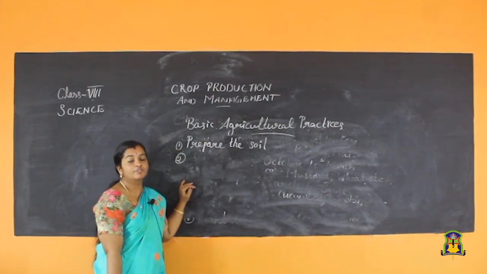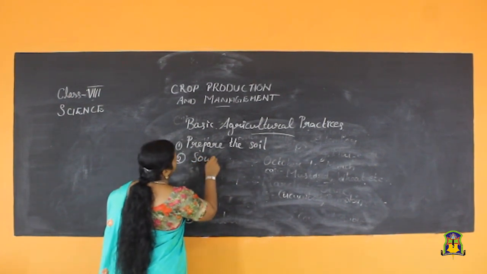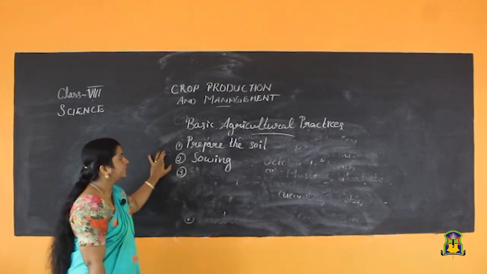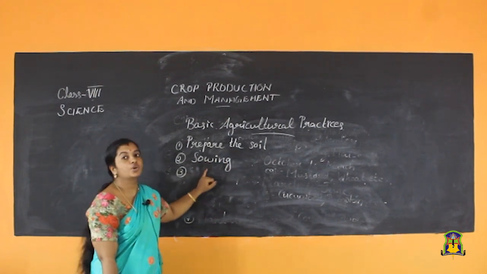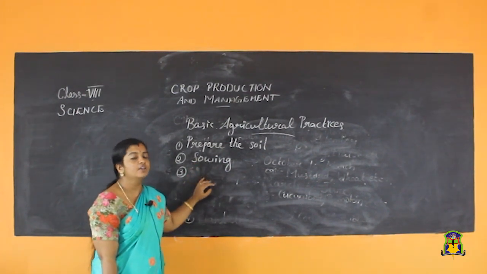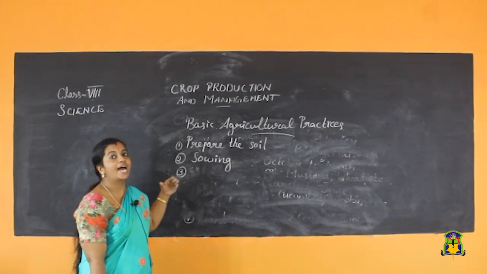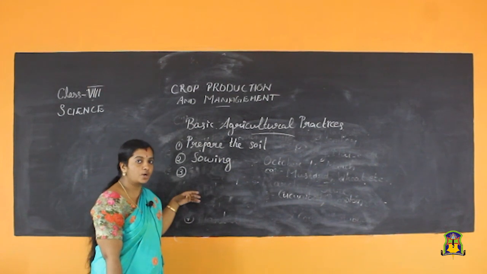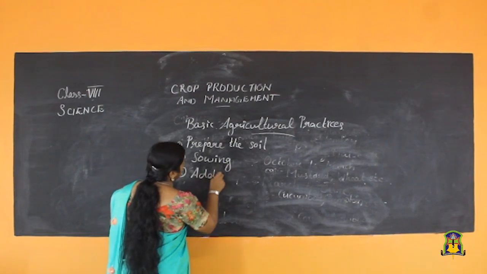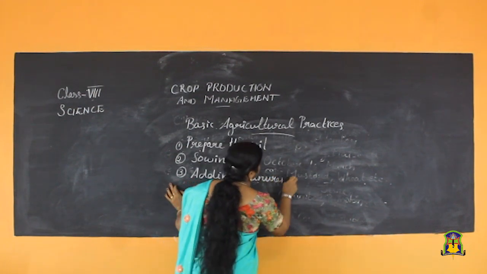After preparing the soil, what will we do? We will put the seeds, right? We have to sow the seeds. So, the second step is sowing. Then comes the third step. After preparing the soil and sowing, what will we do? Have you ever observed farmers doing something? They will add some manures and fertilizers, right? Why are we adding these manures and fertilizers? Yes, it is to replenish the soil, or we have to add the lost nutrients back to the soil. For that we add manures and fertilizers. So, the third step is adding manures and fertilizers.